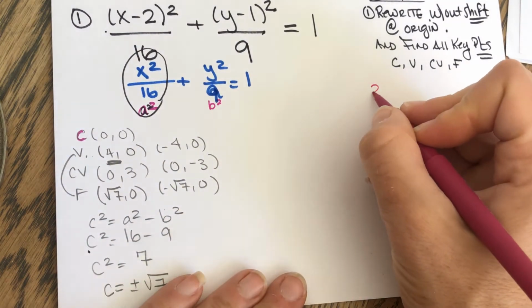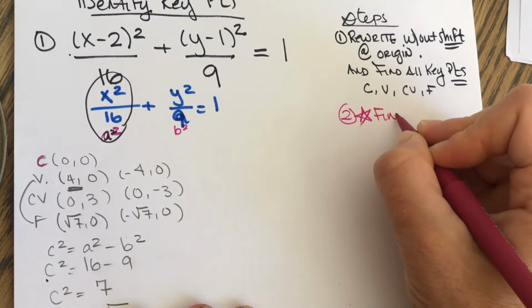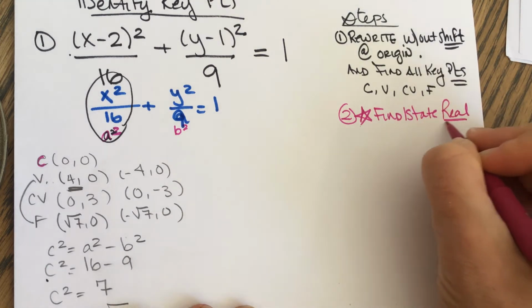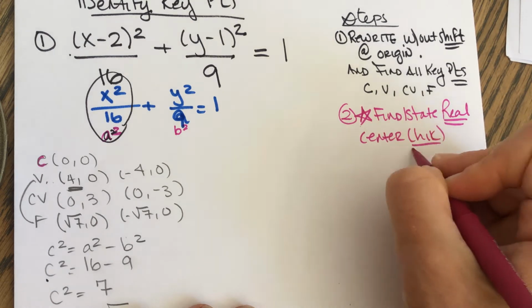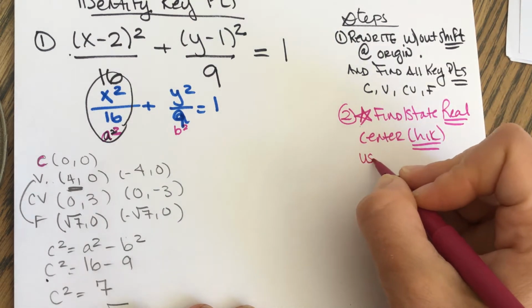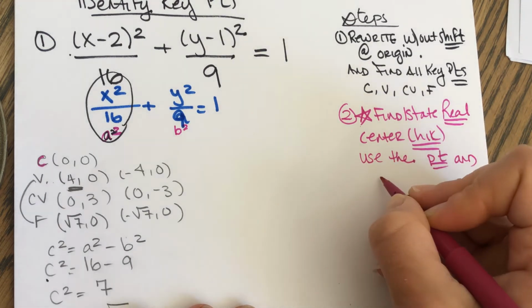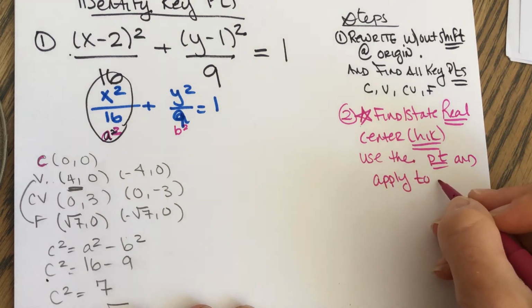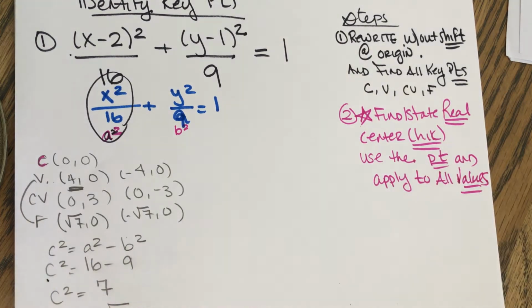So step 2, just like we did when we did the parabola, find or state your real center, which is your h, k, right? Use this point and apply it to all values. And that's pretty much what your shift is.